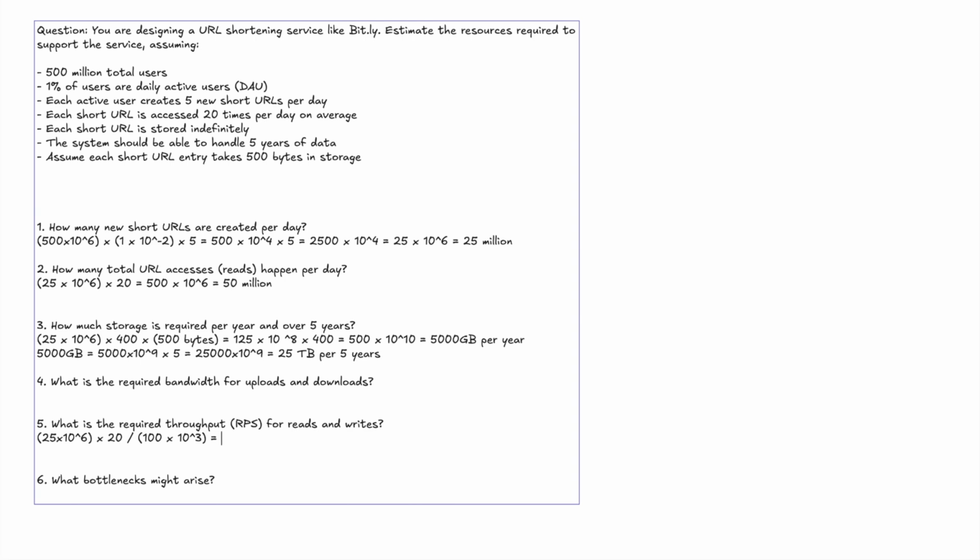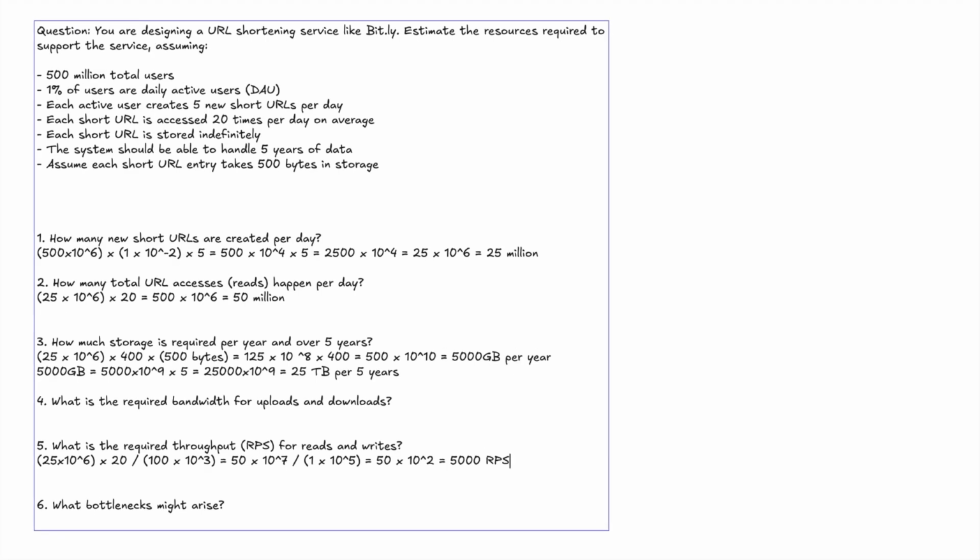So here we have 50 times 10 to the 7th divided by 100,000, or 1 times 10 to the 5th, which is going to be equal to 50 times 10 to the 2nd, which is equal to 5,000 reads per second.